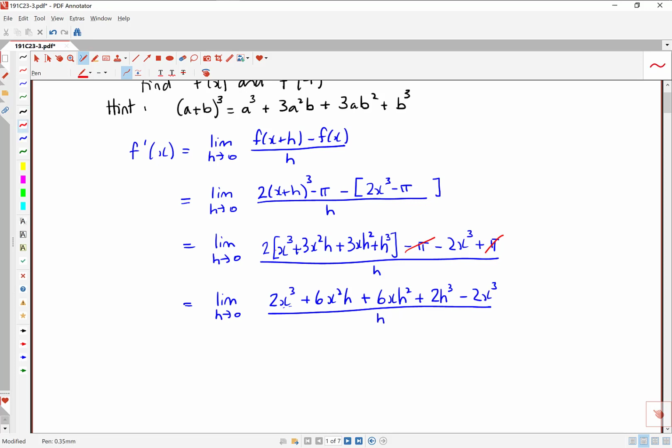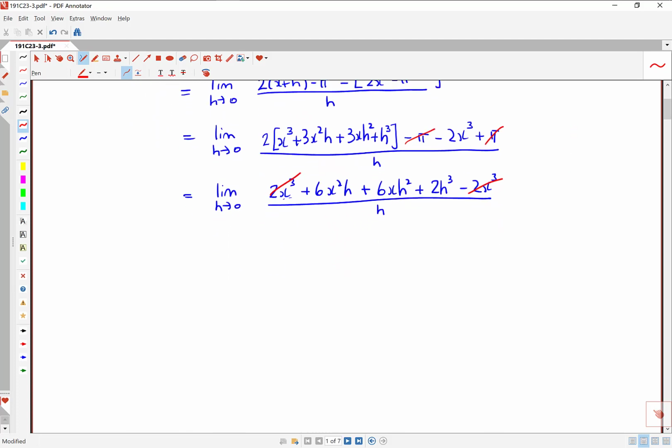Okay, so the 2x cubed and the minus 2x cubed can cancel. And now notice every single term in the numerator has an h in it. So that's going to allow us to do a little bit of factoring, and then we can cancel an h from the top and the bottom. So notice at this point you still get 0 over 0 as you sub in h equals 0. So we're trying to clean this up and get to the point where we're taking the limit as h goes to 0 of a continuous function. That's our goal.